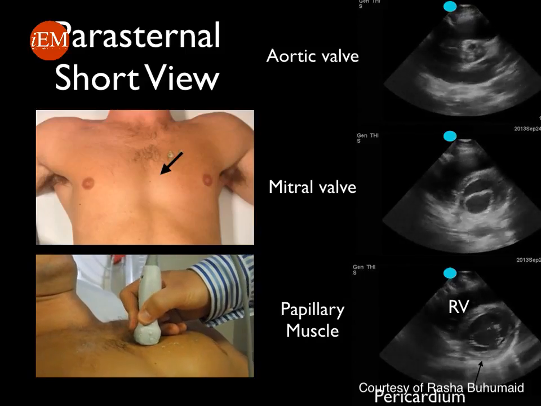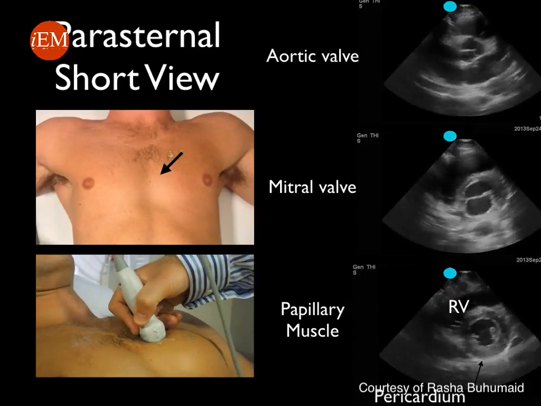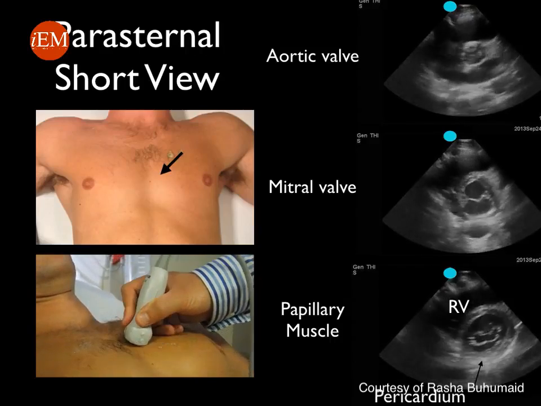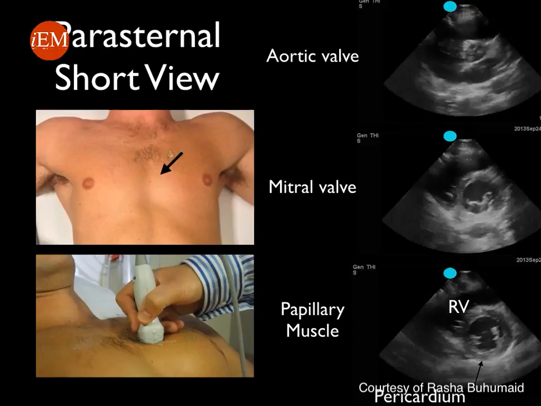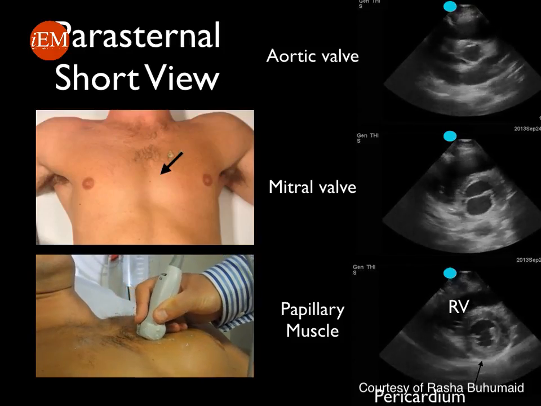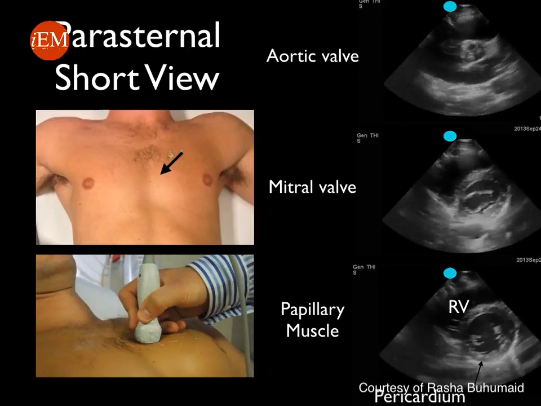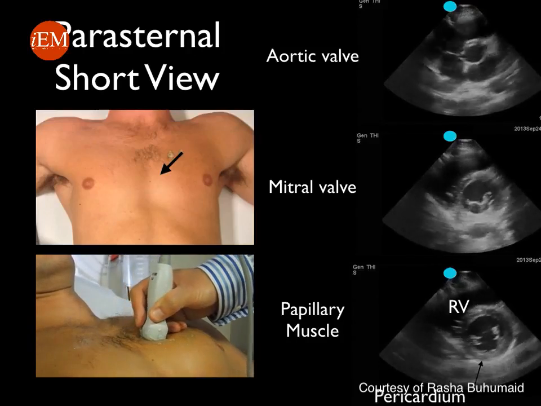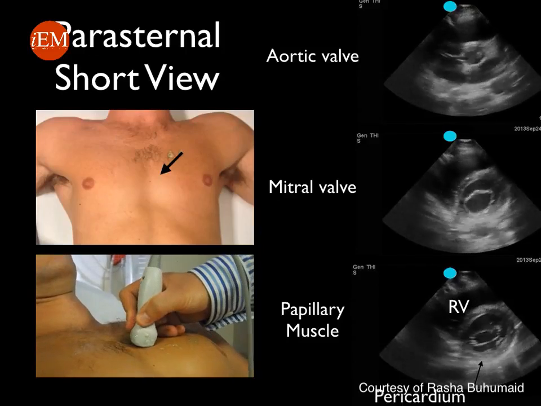So note, this white stripe surrounding the heart is the pericardium. The crescent-shaped chamber is the right ventricle, while the circular-shaped chamber is the left ventricle. So the three images correspond to the different levels of a parasternal short depending on the angle of your probe.